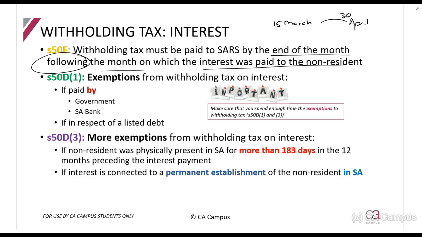Now, when do we not pay withholding taxes? So when is it exempt? Guys, these two bullet points are super important. When do we not pay withholding tax? The first one is if that interest is paid, so remember the person who is paying it, by the government or by a South African bank.